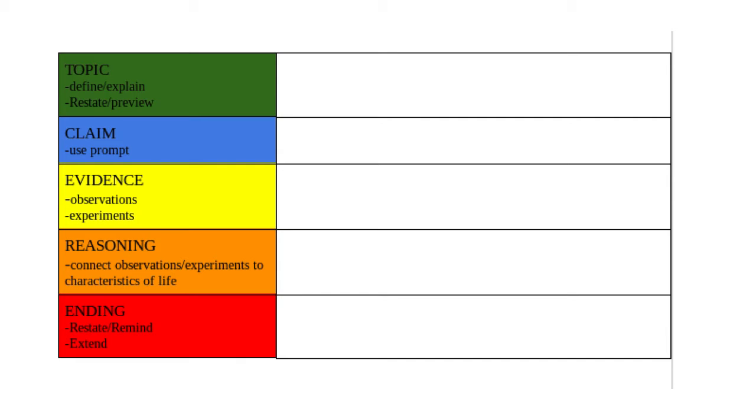Make sure you explain those experiments or the observations. Your reasoning is where you're going to connect the observations or the experiments to the characteristics of life to explain why you think your claim is correct. And then your ending, you're going to restate, remind, and extend. You can choose to do this in full sentences, but you need to make sure you do not copy and paste from your T-series into a paragraph, because that's how you're going to get really choppy paragraphs that don't make any sense.